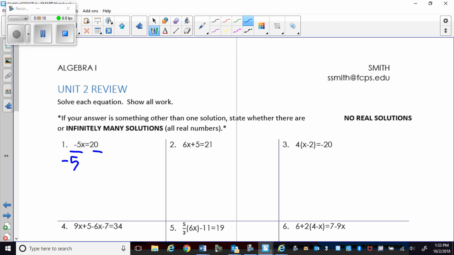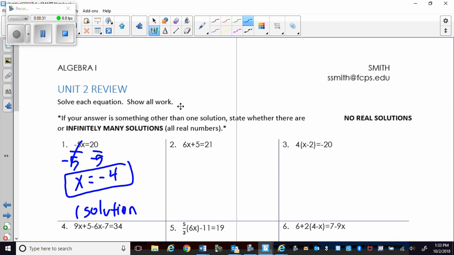I divide by negative 5 on both sides. X equals negative 4. This is part of your answer. Yes, in one solution is the rest of the answer. Your problems on your test are going to look more like these, 4 through 6.